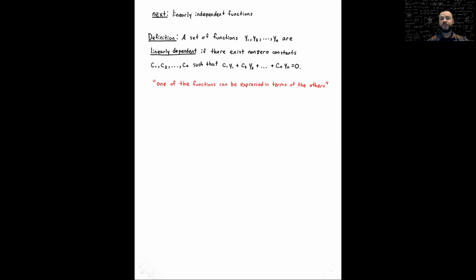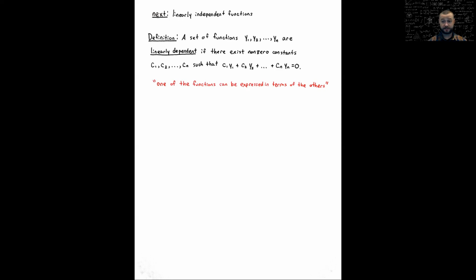We say a set of functions, y1 through y sub n, are linearly dependent if there exist non-zero constants C1 through C sub n such that this linear combination C1 times Y1 plus C2 times Y2 all the way up to adding C sub n times Y sub n equals 0.